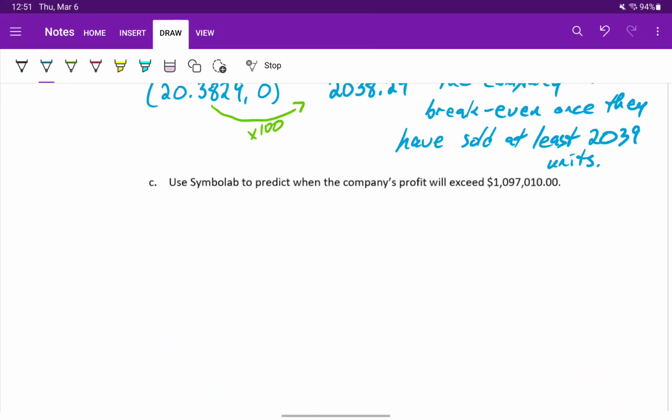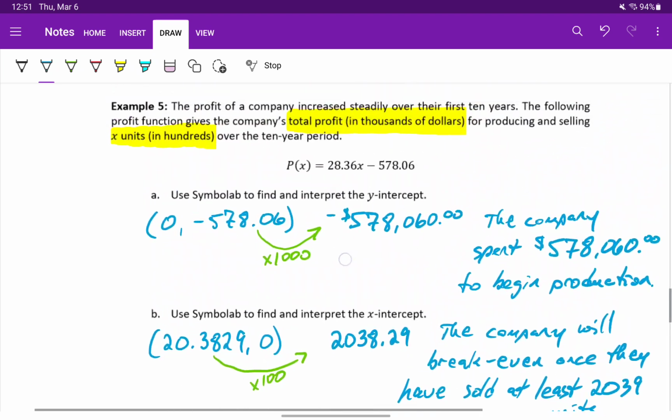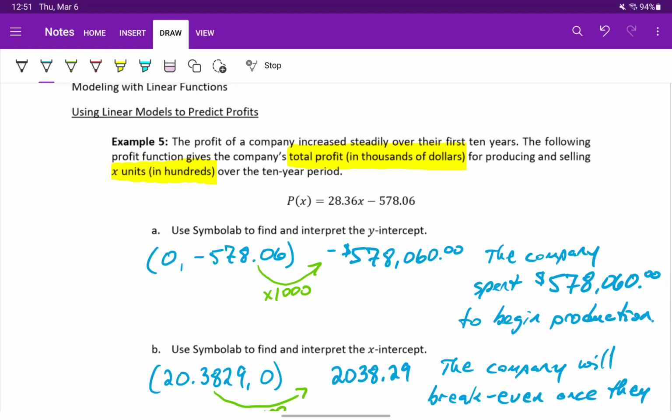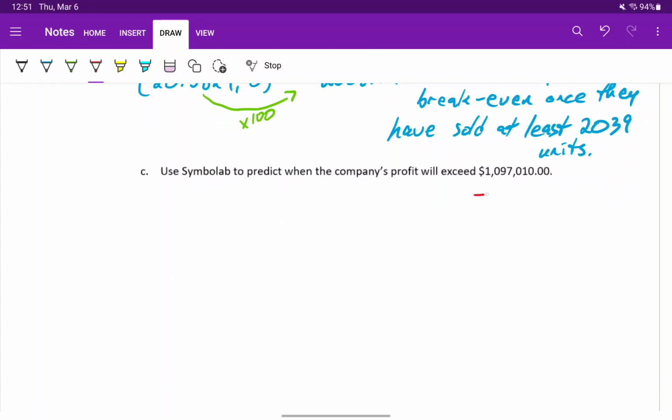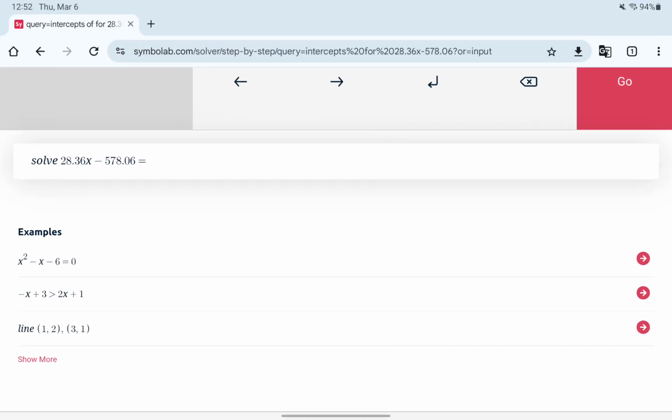So we want to know when our company's profit will exceed this value that's over $1 million, but we need to keep in mind that our total profit is represented in thousands of dollars. So what we actually need to do is take this result and divide it by 1,000 to get 1,097.01. That's the number we should look at with our model because that value is in thousands of dollars. So we'll set our model equal to 1,097.01.